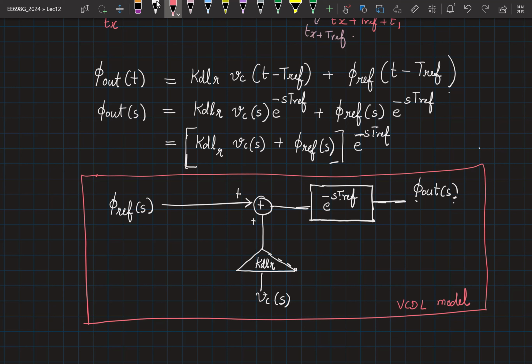So, what are the advantages of making this model? This is a feedback loop, right? We want to be able to analyze if the loop is stable. We want to be able to say what the transfer function from input to output is. If there is noise somewhere in the loop, what is the noise transfer function? We want very quantitative ways to analyze all of these properties of the loop.